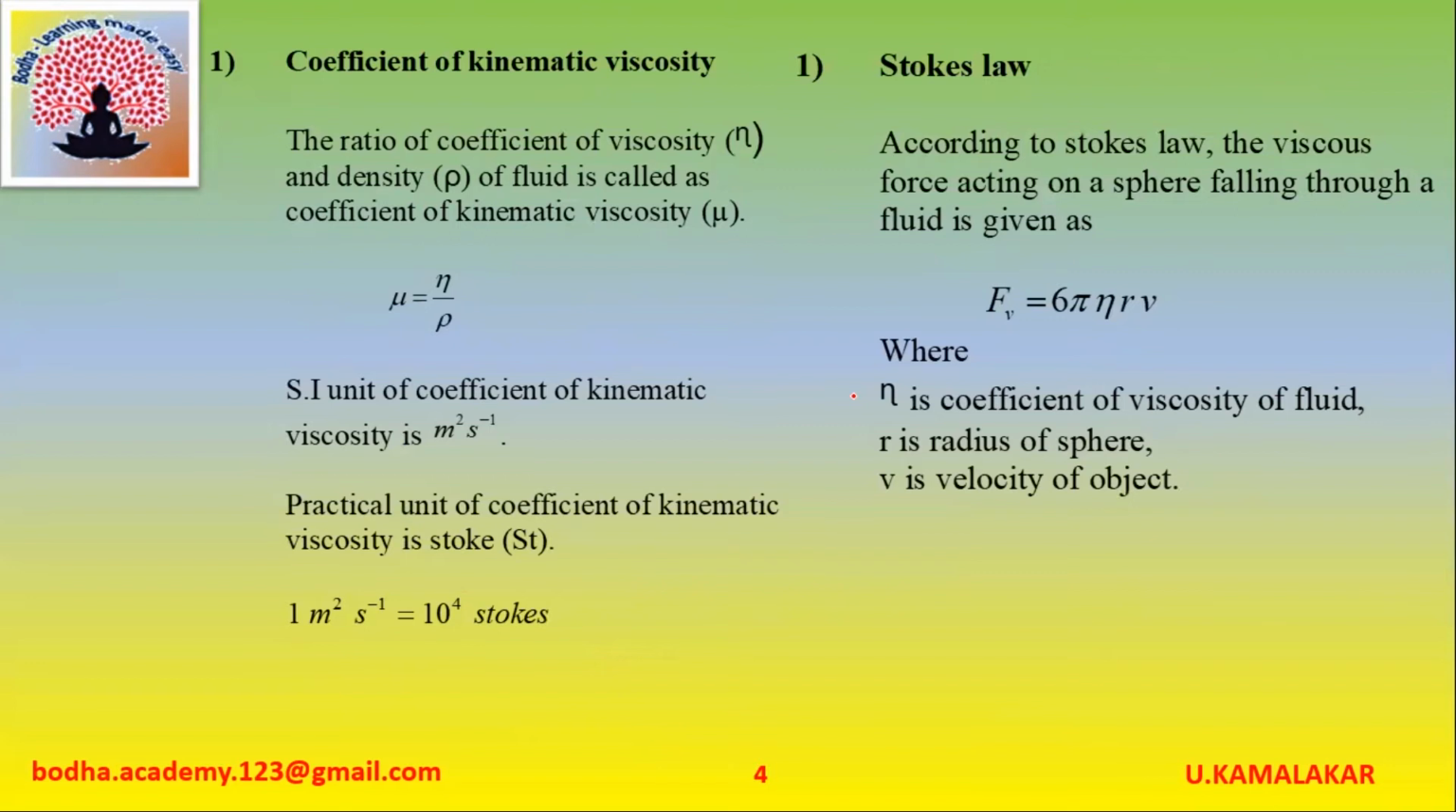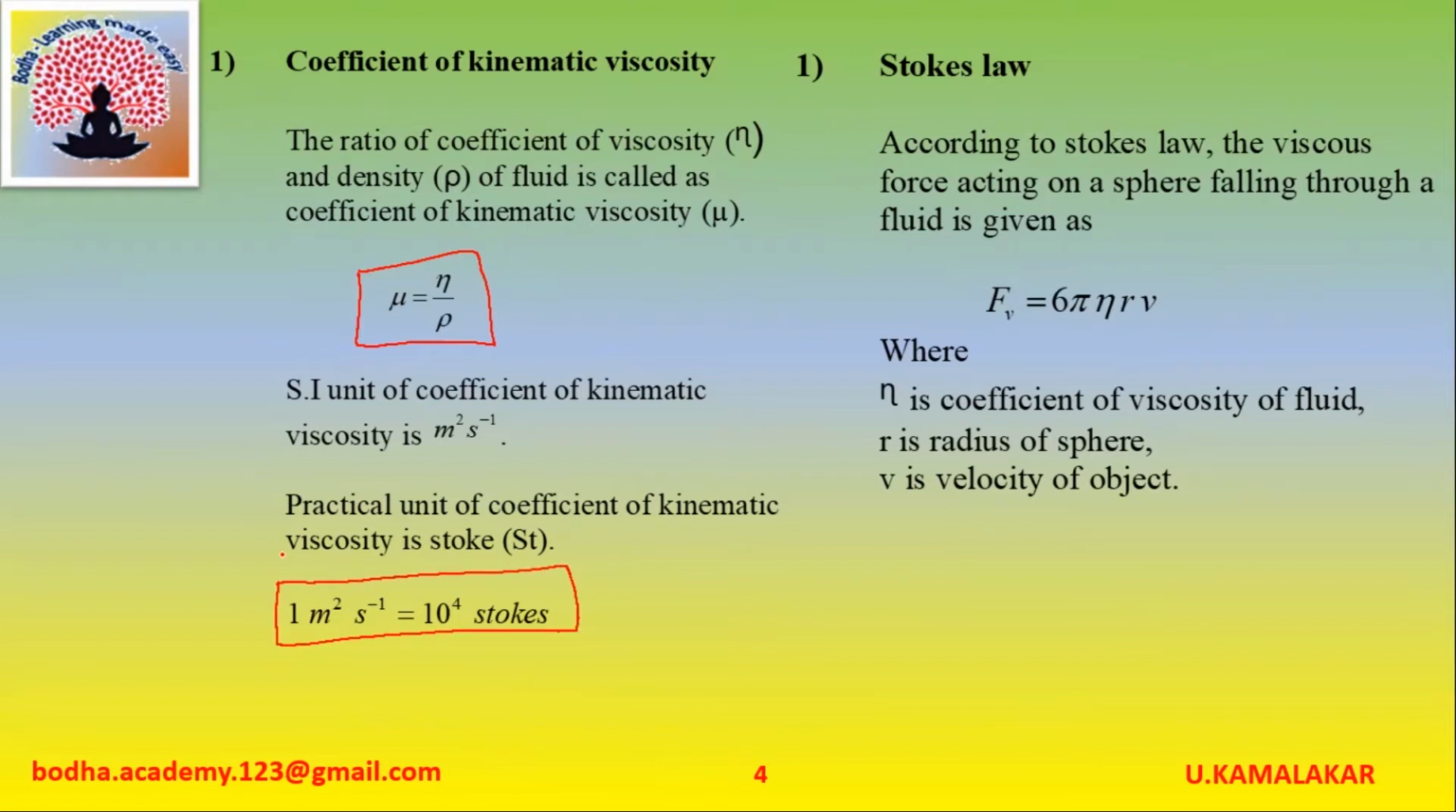Next topic, coefficient of kinematic viscosity. The ratio of coefficient of viscosity and density of fluid is known as coefficient of kinematic viscosity. SI unit of coefficient of kinematic viscosity is meter square per second. Practical unit is Stoke. 1 meter square per second is equal to 10 power 4 Stokes.